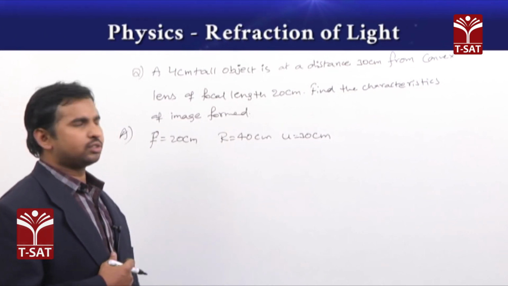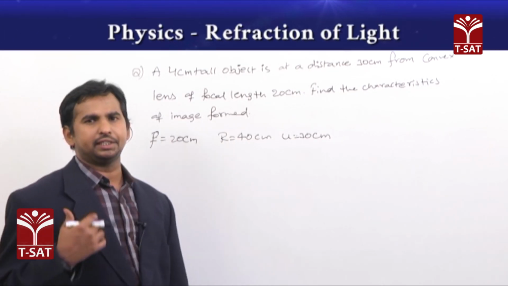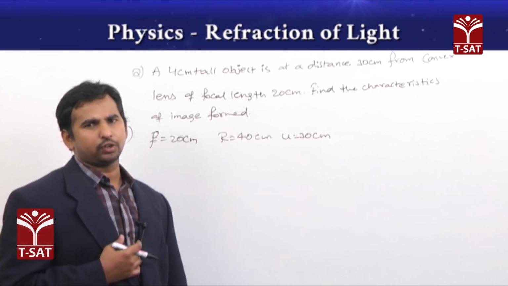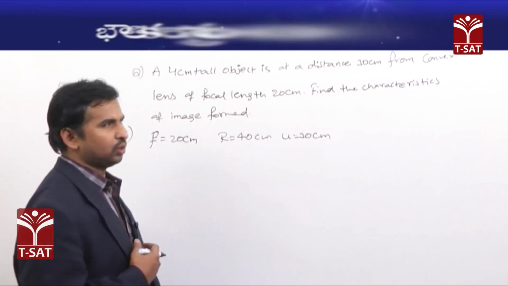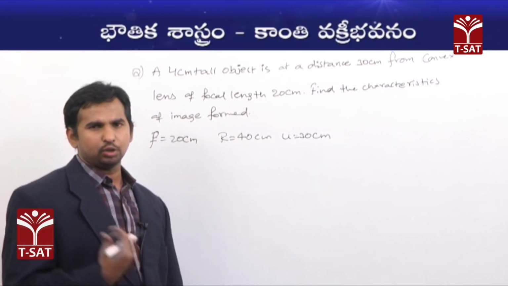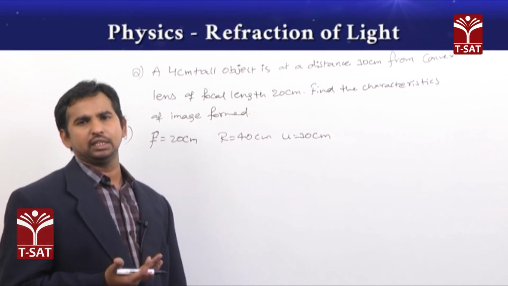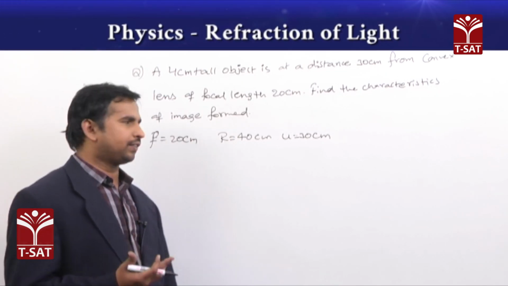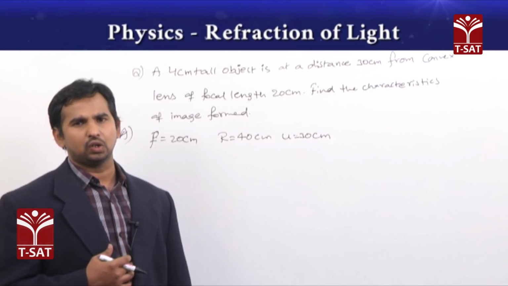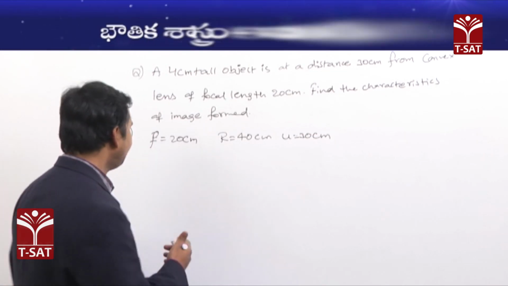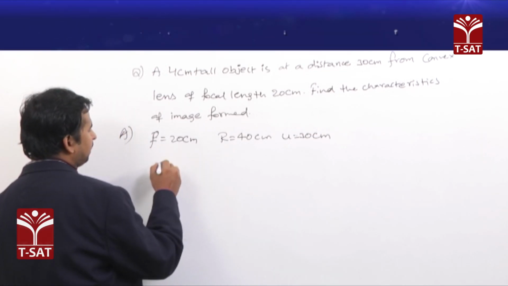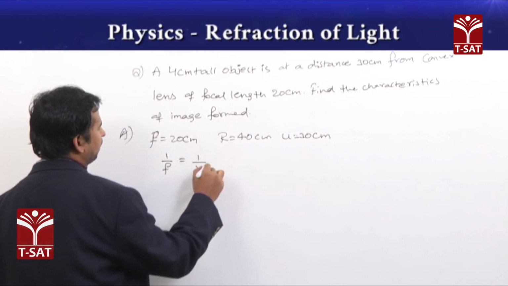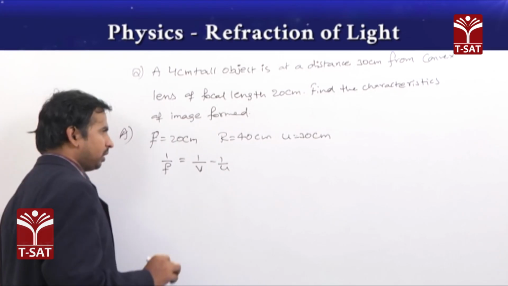Image characteristics means we can say whether it is real or virtual, inverted or erect, enlarged or diminished. Like this we have a total of 4 characteristics: the nature of the image, the inversion, the position where it is formed, and finally whether the image is magnified or enlarged. To find that, we know the lens formula, which is 1 by f equal to 1 by v minus 1 by u.